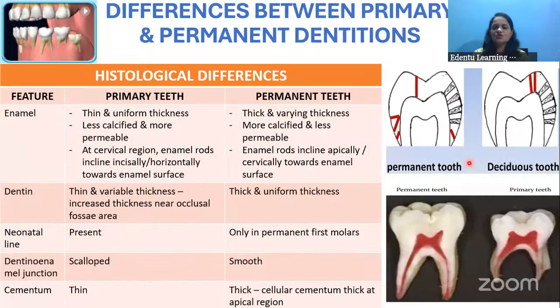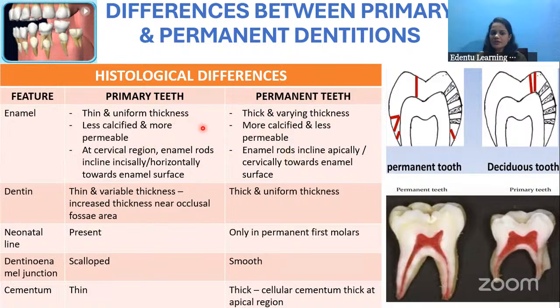Now next are the histological differences. If you look at them, there are differences in the enamel composition, in dentine, in cementum, and in the dentino-enamel junction. So let's see what those are. In the primary teeth, the enamel is usually thin and of uniform thickness, whereas in permanent teeth it is thicker and of varying thickness.